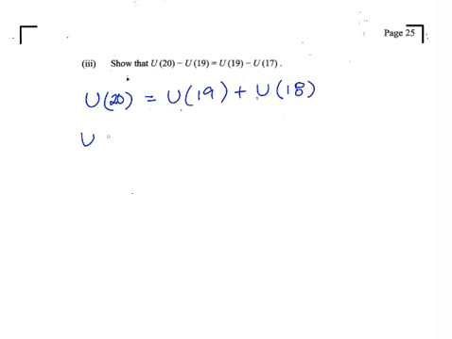In the last part of the question, we're asked to show that u20 minus u19 is equal to u19 minus u17. Alright? So, first of all, u20 would be equal to u19 plus u18. So u20 minus u19 would be equal to u18.